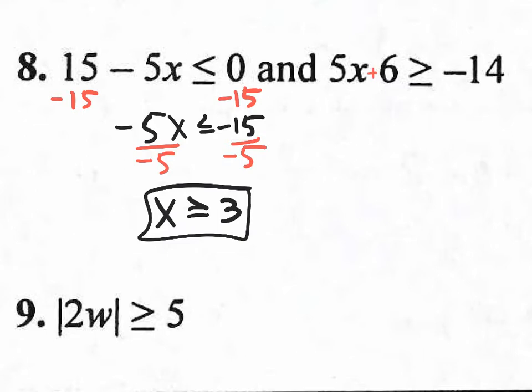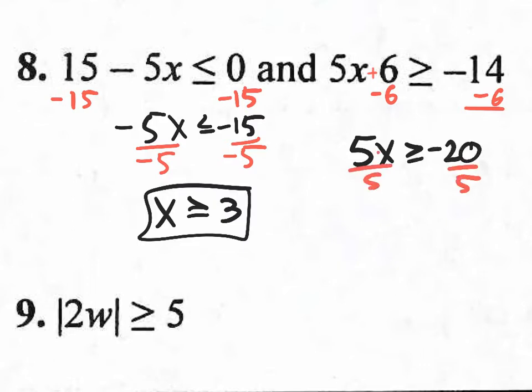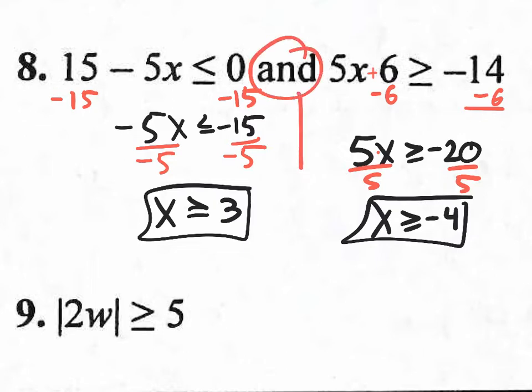Now the other one, subtract 6, subtract 6. Am I working too fast? No? Okay, keep it going. 5x is greater than or equal to negative 20. Final step would be to divide by 5. X is greater than or equal to negative 4. So do I just bring down the word and call that our answer?